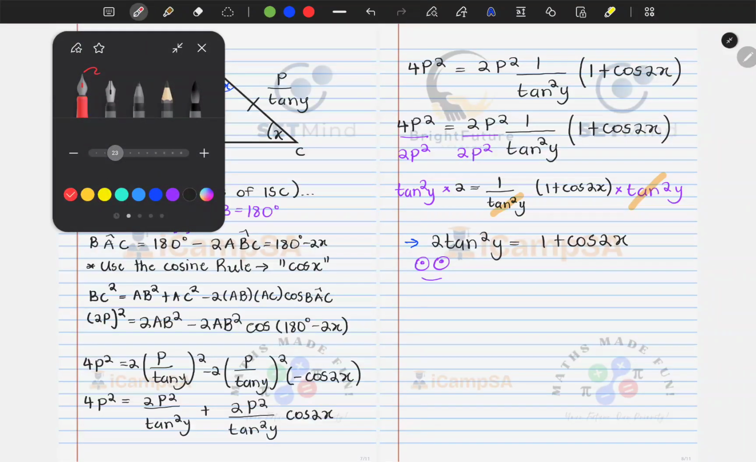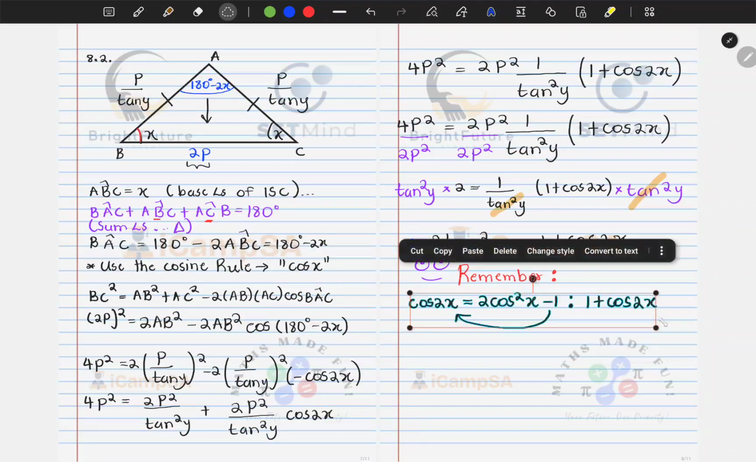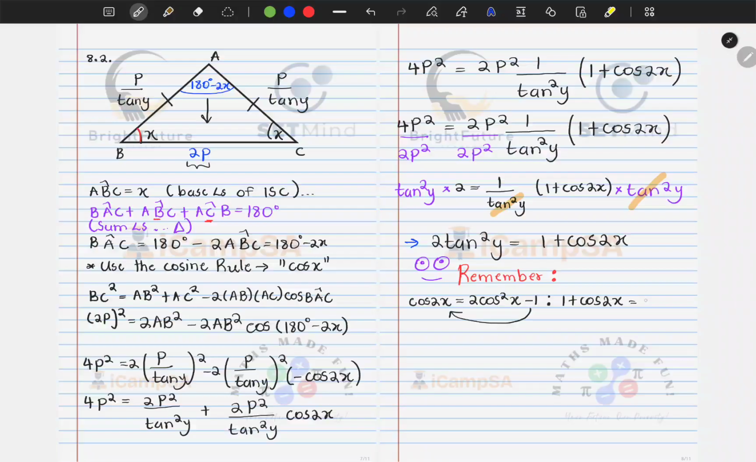How are we going to simplify this? I need you to remember something. Because we are looking for cos, not cos 2x, I need you to remember the double angle. So remember that cos of 2x can be written as 2 cos squared of x minus 1. Now, if you observe carefully, you can transpose this to that side such that you will see that 1 plus cos of 2x can actually be written in terms of cos squared. So 1 plus cos 2x is the same as 2 cos squared of x.